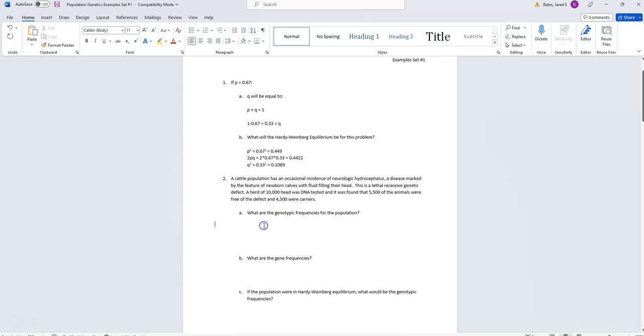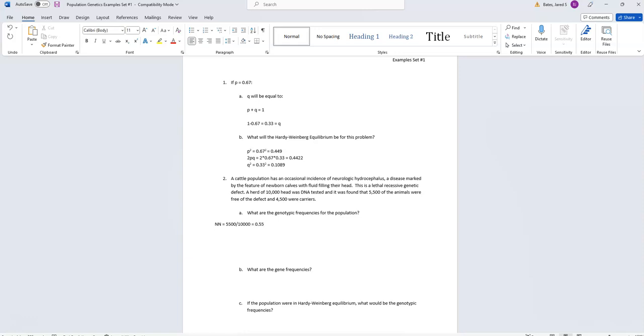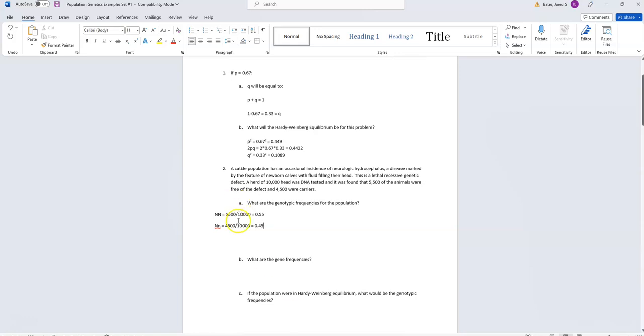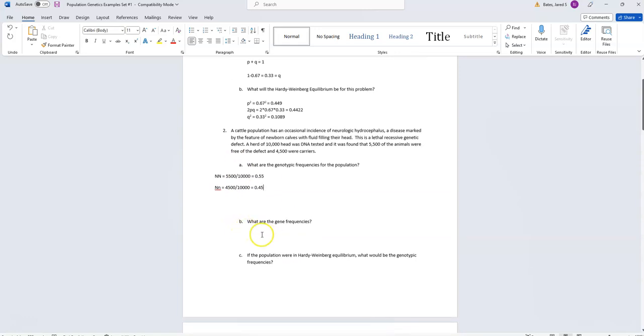Here, I'm going to denote capital N as the normal allele. That's going to be 5,500 over 10,000, which is equal to 0.55. Again, little n equals 4,500 over 10,000 equals 0.45. What are the gene frequencies?